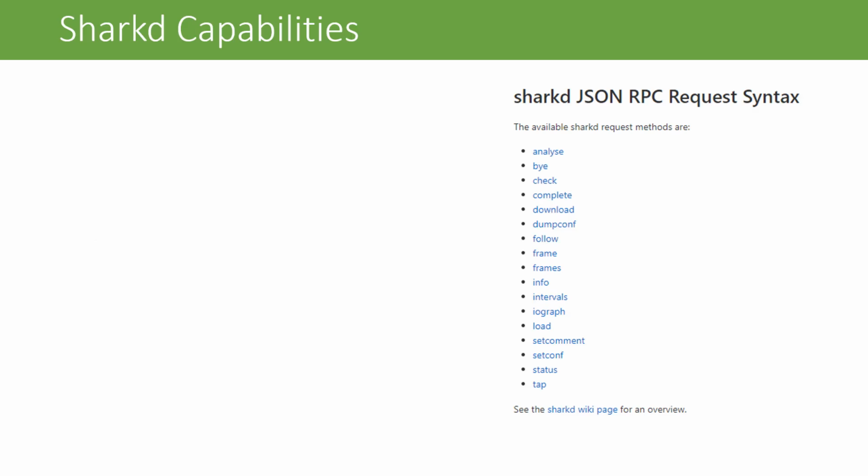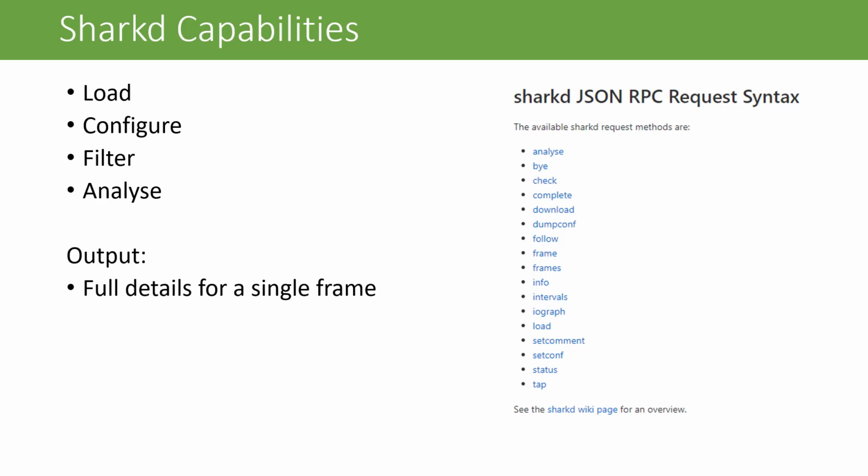So SharkD has a whole bunch of methods that you see listed here on the right, but you can group them together into the ability to load a file, to configure SharkD and Wireshark, basically all of the Wireshark libraries, in whichever way you want, to perform filtering against the loaded file, and to analyze the file. We can also output the full details of a single frame, or we can output data that's very similar to exporting the packet list columns from Wireshark.